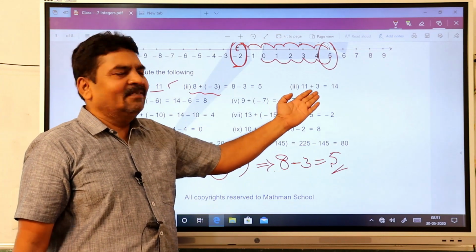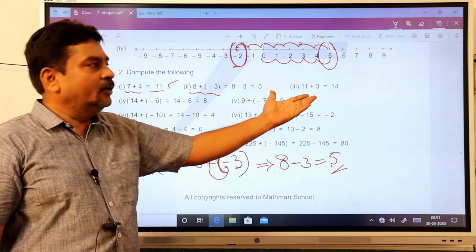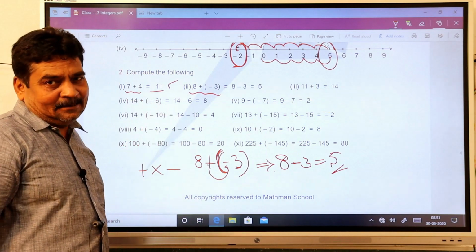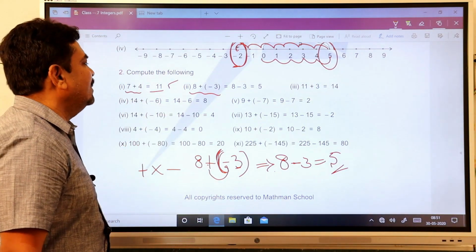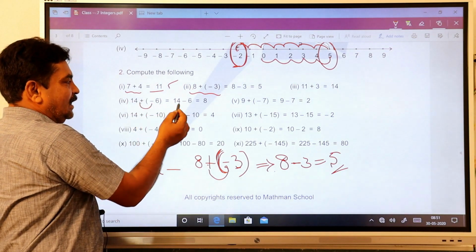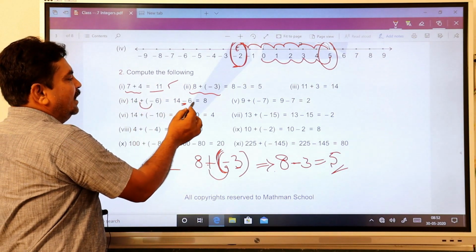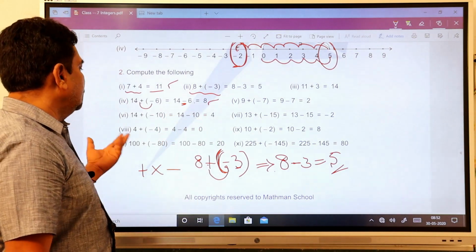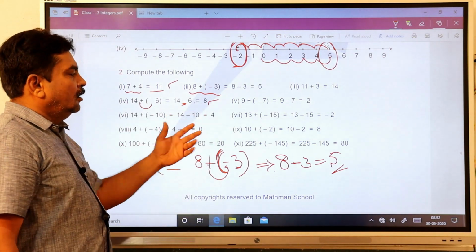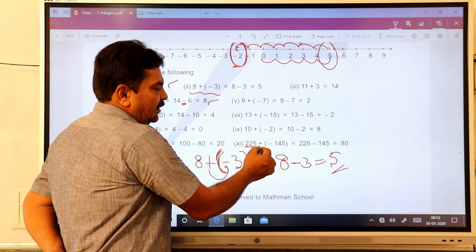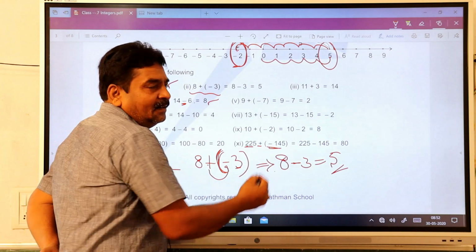Coming to the next one, 11 plus 3, simple, that is 14. Here 14 plus of minus 6. 14 plus of minus 6, how much? Simple, plus into minus is minus. So 14 minus 6 is nothing but 8. Now I'll just do the last one, that is 225 plus of minus 145.